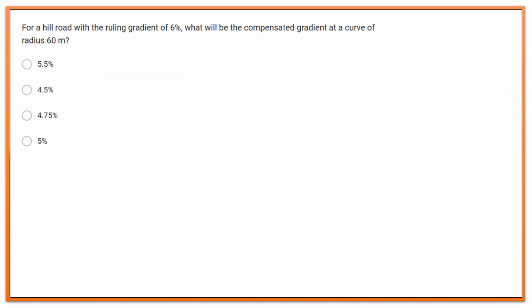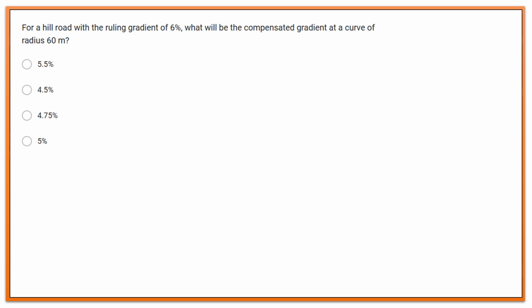The next question, question number 6. For a hill road with ruling gradient of 6%, what will be the compensated gradient at a curve of radius 60 meter? So to find out the compensated gradient, there are two formulas. From those two formulas, whichever value is lesser, we take that value and subtract it from the ruling gradient.